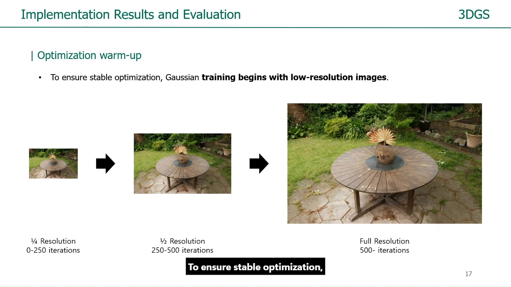To ensure stable optimization, Gaussian training begins with low-resolution images. From 0 to 250 iterations, training is performed using images at 1/4 resolution. From 250 to 500 iterations, half-resolution images are used. Finally, training proceeds with full-resolution images for fine-grained scene representation.